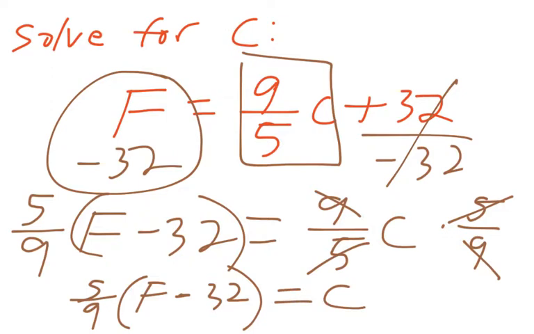So why was that useful? Because if I want to go from Fahrenheit to Celsius, this is an easier formula to use. If I want to go from Celsius to Fahrenheit, this is an easier formula to use because now I just plug it into my math. I don't have to solve an equation every time. That's why this stuff is beneficial. Okay?